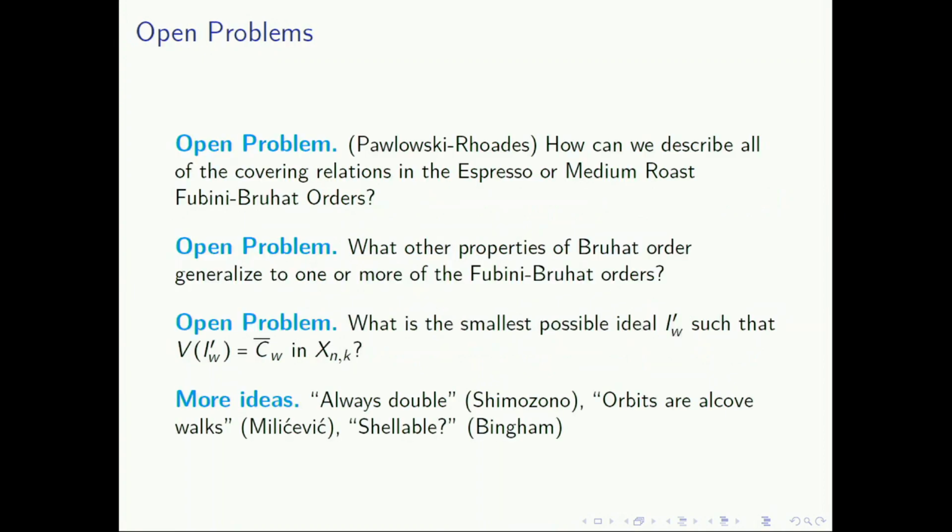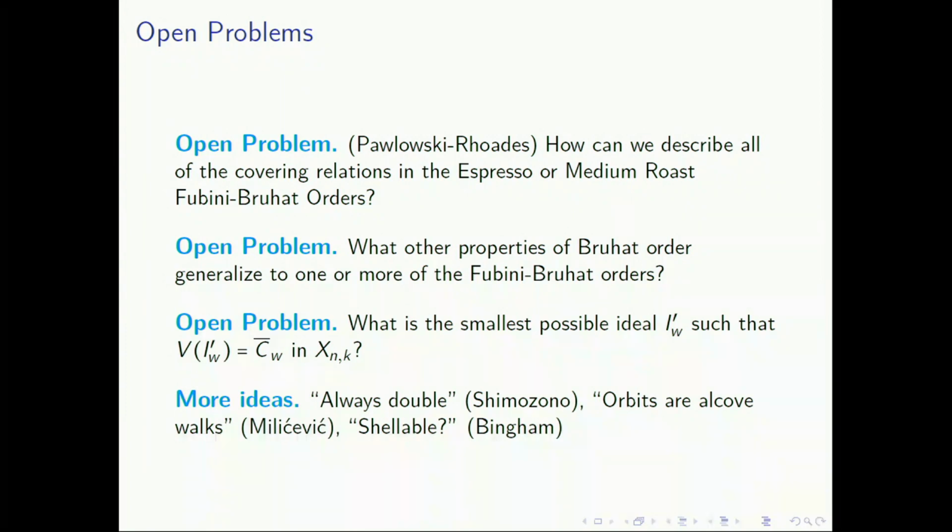Okay, let me conclude, I'm a little over time. This project is not done, it's work in progress. Hopefully the paper will come out soon, by the end of the summer. One of the things we're going to have to leave open is how to describe all of the covering relations for this medium roast order. We don't have anything quite as nice as the transposition rule. This is getting complicated. At least this gives us a way to find more data, but we're finding more and more rules. We haven't got it nailed yet.